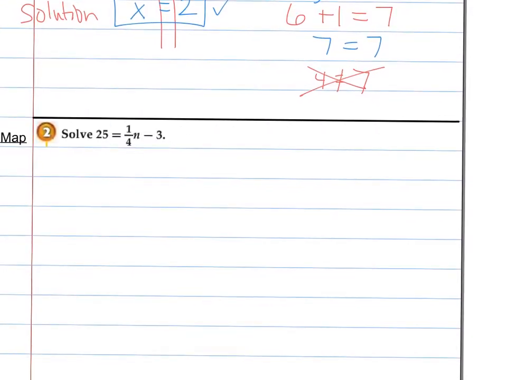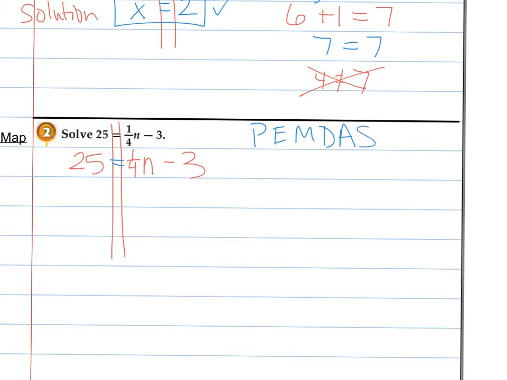Alright, there's another one here. We're going to make train tracks. I'm going to rewrite it so I have a little bit better visual of it. So I always like to say, what happened to n to get to 25? So n was multiplied by 1/4, then subtracted 3 to get there. So you think forward order of operations, and then you will work backwards.